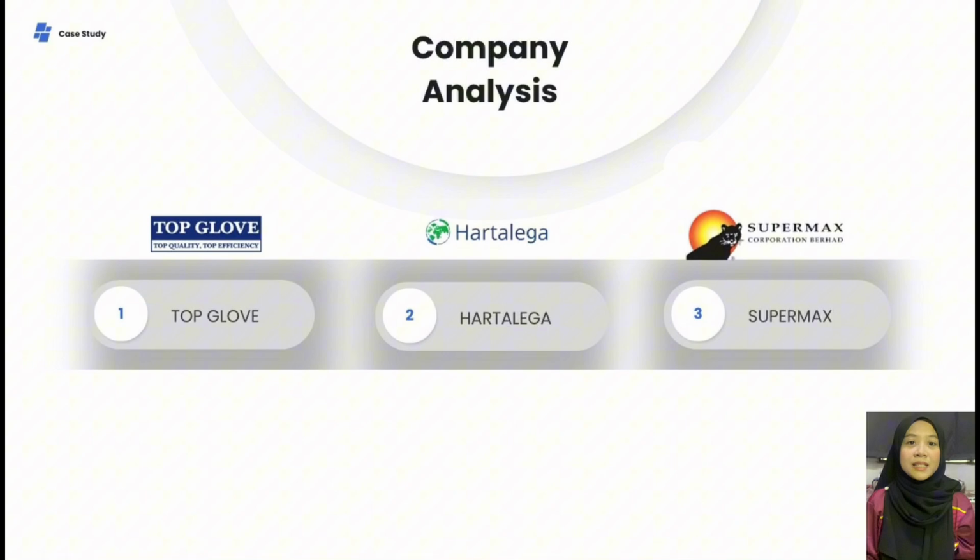Next is company analysis. The case study highlights the financial performance of glove manufacturers. For instance, Top Glove, Hartalega, and Supermax reported steady revenue growth and profit, reflecting strong operational efficiency and market leadership.